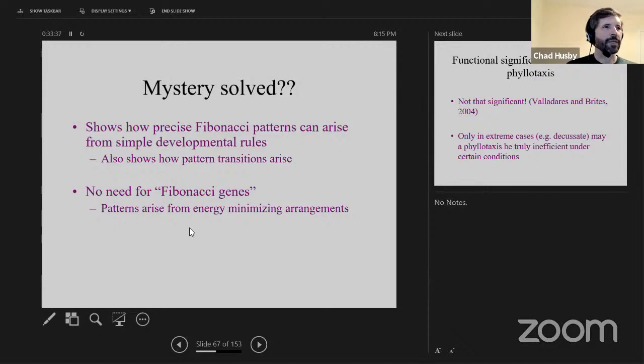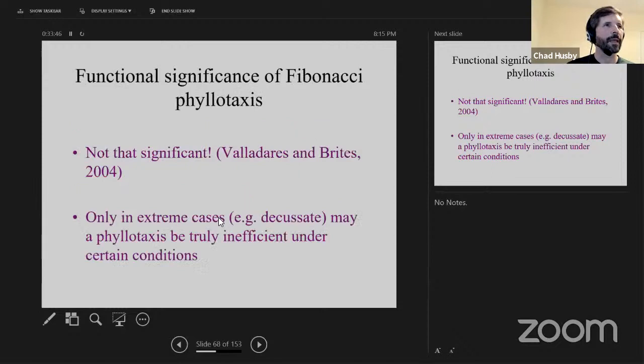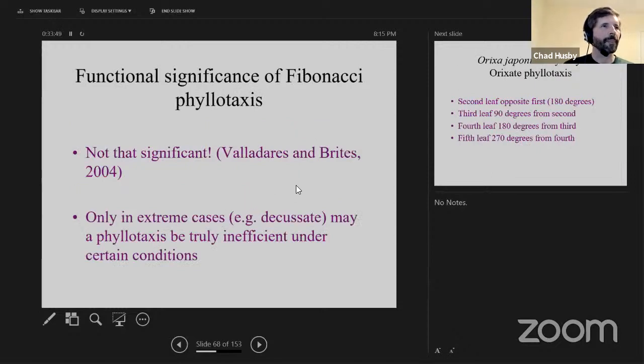And this also showed that you don't need Fibonacci genes in plants, which is convenient because that would be pretty difficult to figure out how those would work. And so it turns out that even though one of the hypotheses was that maybe having these spiral leaf arrangements was a big deal for maximizing photosynthesis, so leaves don't overlap, the precise way it happens may not actually be that significant, although it does help a little bit.